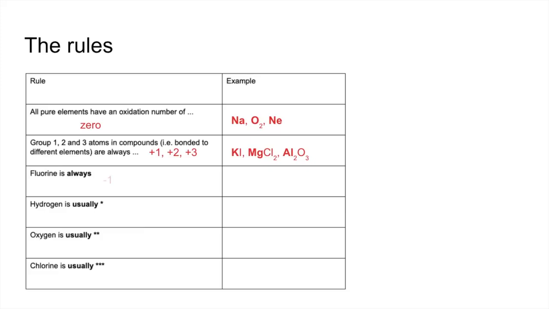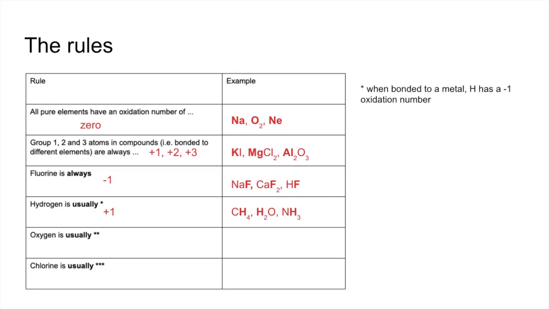Fluorine is always -1. And there's 3 examples of compounds with fluorine in. It gets a little bit trickier for the last 3 because we've got the word usually. So hydrogen is usually +1. So there's some examples of where hydrogen is +1. It's not +1 when it's bonded to a metal. So when hydrogen's bonded to a metal in a metal hydride, hydrogen has a -1 oxidation number.